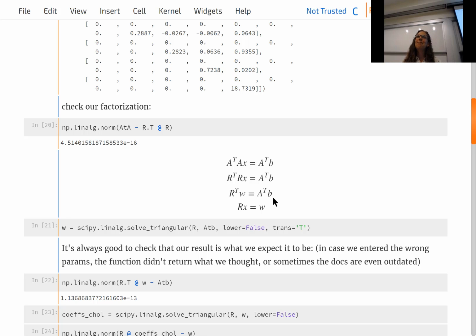Back substitution? Yes, back substitution, exactly. The bottom row only has a single entry. Actually, this is R transpose, so really it would be the top row in this case. You can just divide through and get that value, plug that into the next equation, which only has 2 variables, solve for the other one, and so on. That's n squared, so that's a quicker way of doing this.